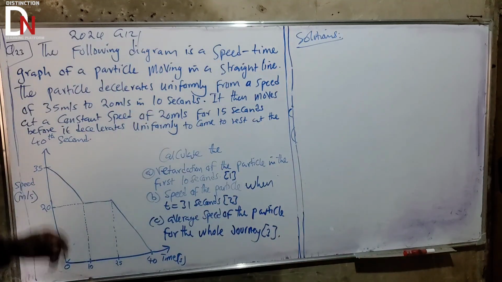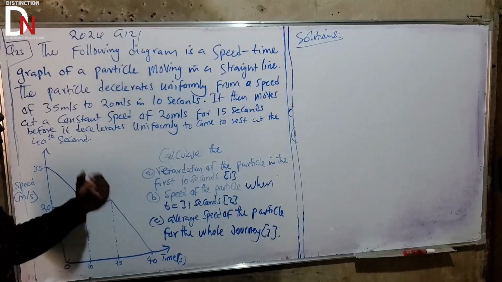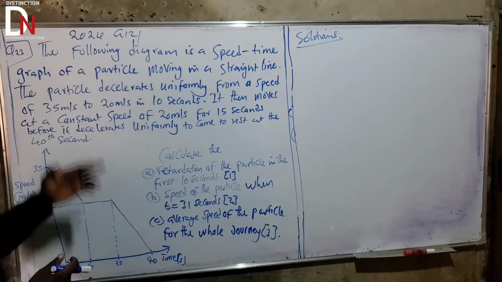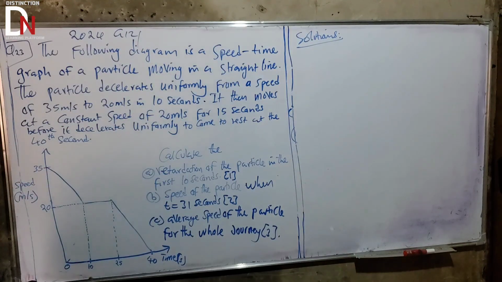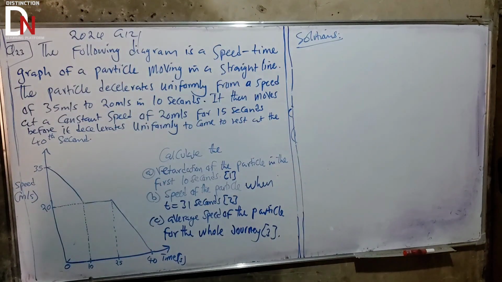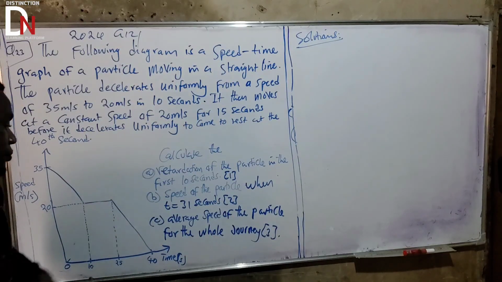Great. Now the question is saying calculate the retardation. Retardation is the same as deceleration, or rather negative acceleration. So calculate the retardation of the particle in the first 10 seconds. Then the speed of the particle when t was equal to 31 seconds. Then the average speed of the particle for the whole journey.